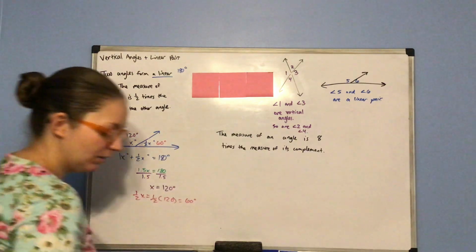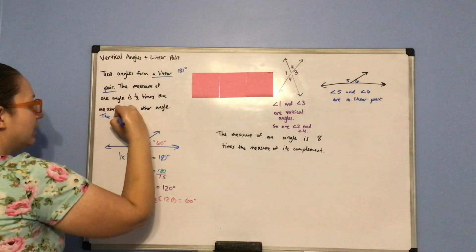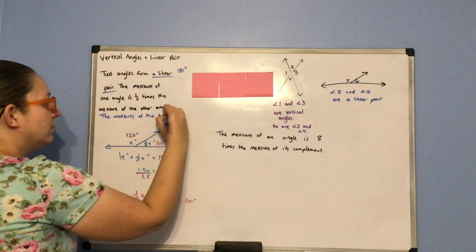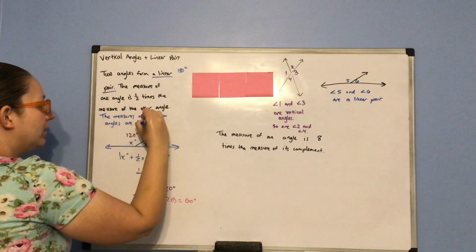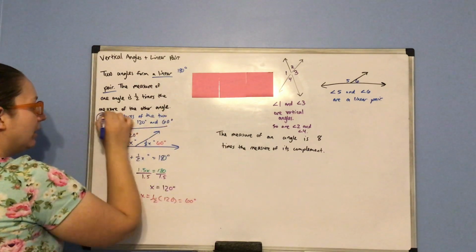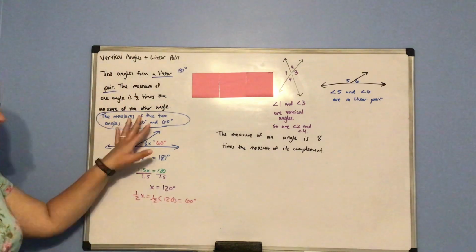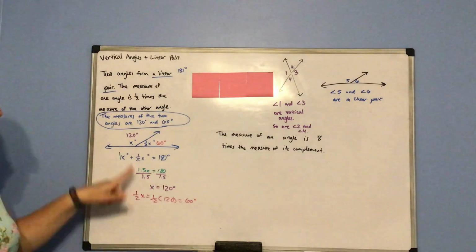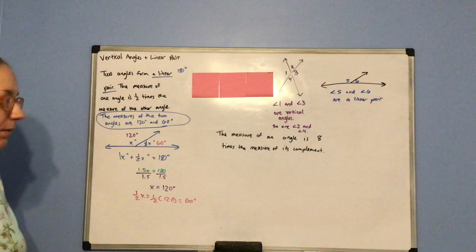So if you want to write this out in words, make your answer look really formal. The measures of the two angles are 120 degrees and 60 degrees. Since they didn't give us angle names like angle 1, angle 2, angle ABC, etc., we don't have to do that here. So our two angles are 120 and 60. If you wanted to confirm, 120 plus 60 gives us 180, which is what we were after.